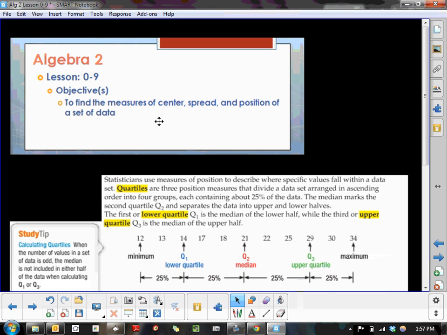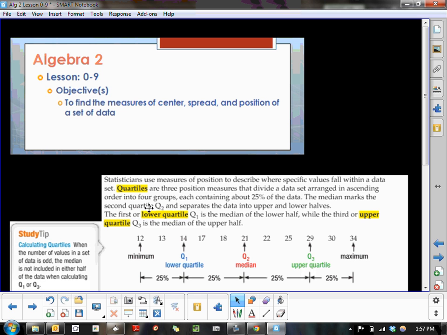So we've already talked about how statisticians find the center of the data, mean, median, mode, and how they determine the spread with range, variance, and standard deviation, but we're also interested in the position of the data. And one of the things that we do as statisticians is we set them up into quartiles. So we're going to figure out where in our set of data our individual score lies in accordance to quartiles, which means we're going to break our data set up into 4 equal parts. So we're ordered into 4 groups, each containing about 25% of the data.